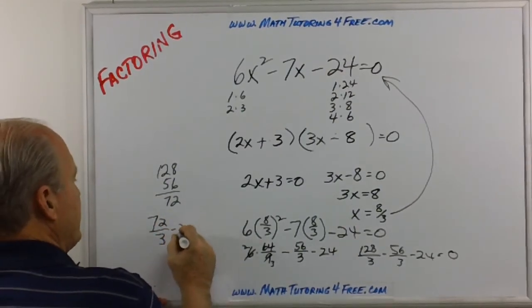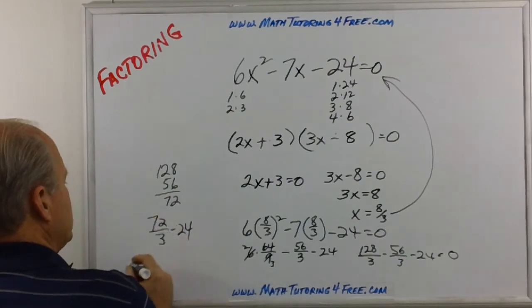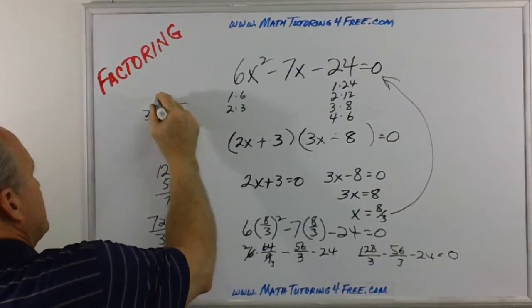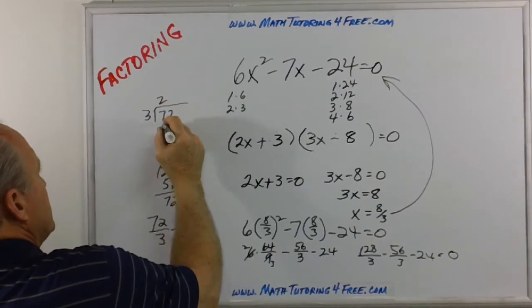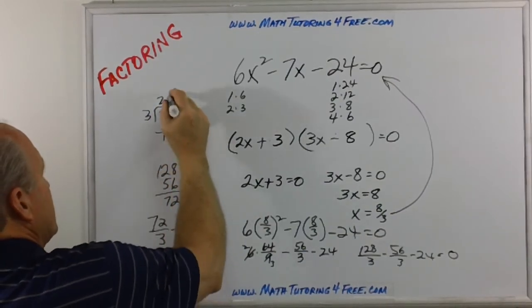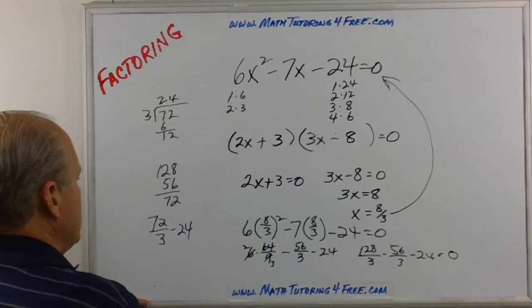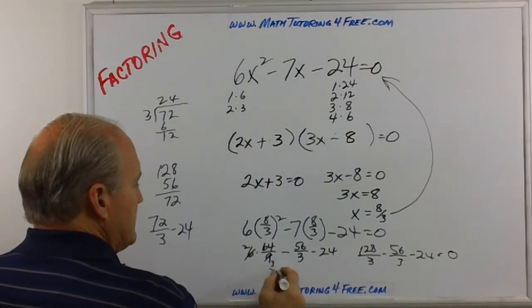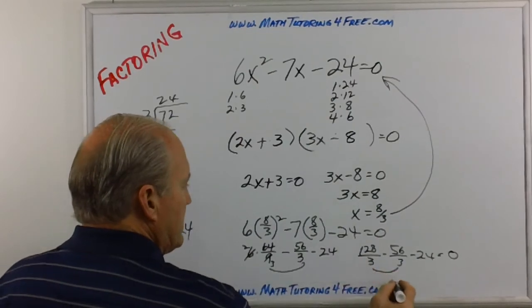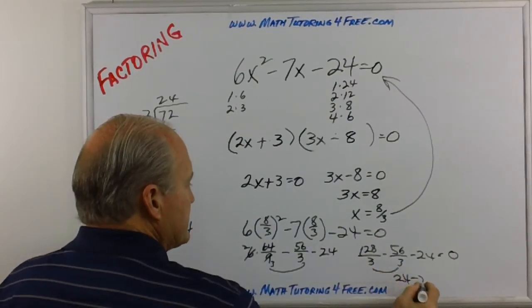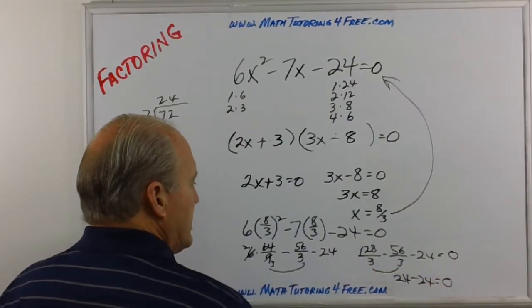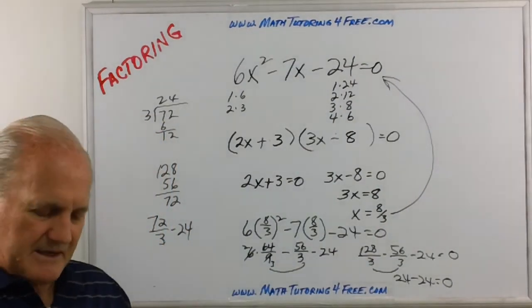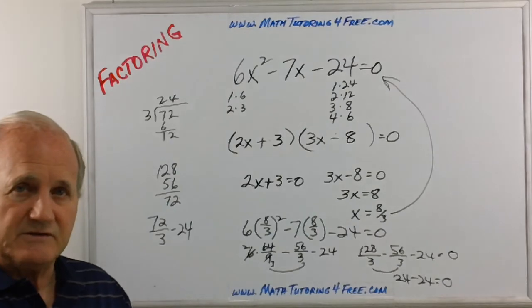3 goes into 72 how many times? Well, 3 goes into 7 2 times. That's 6. Well, look at that. So this becomes 24. This combined becomes 24 minus 24. Aren't we geniuses? Okay, definitely go back and check those answers.